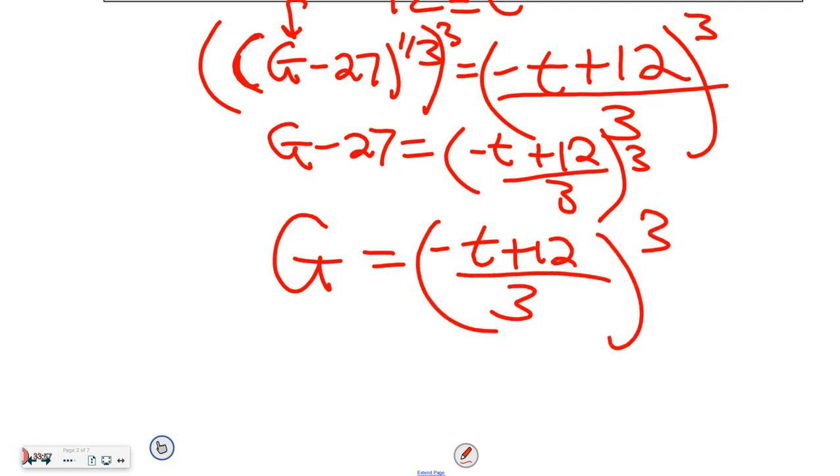Anyway, so the temperature at any time can be negative t plus 12 all over 3 quantity cubed. Am I done? I don't know. Read the question. Am I done, or do I need to? I think you actually have to find the temperature. Yep, it said find the internal temperature when t, and I forgot to add the 27. When t is equal to 3. So in it goes. Negative 3 plus 12, 9. Divided by 3 is 3. Cubed, 27. Plus another 27. What was the temperature of the potato? 54 degrees. Exactly. That's a nasty problem.